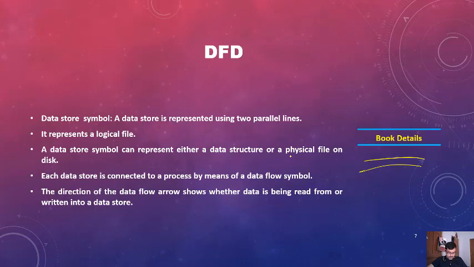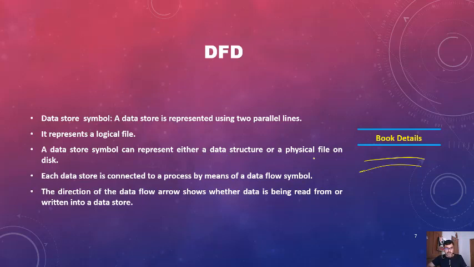A logical file can be represented by a data store symbol, which can represent either a data structure or a physical file on the disk. Each data store is connected to a process. That means the process stores the data into the data store, or sometimes the data store returns some data for processing to a bubble or process.